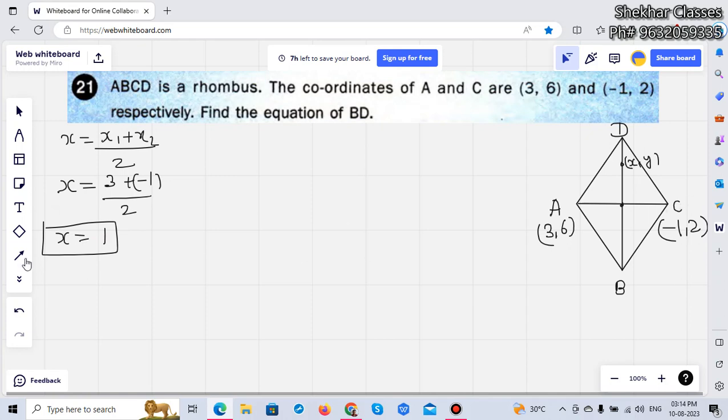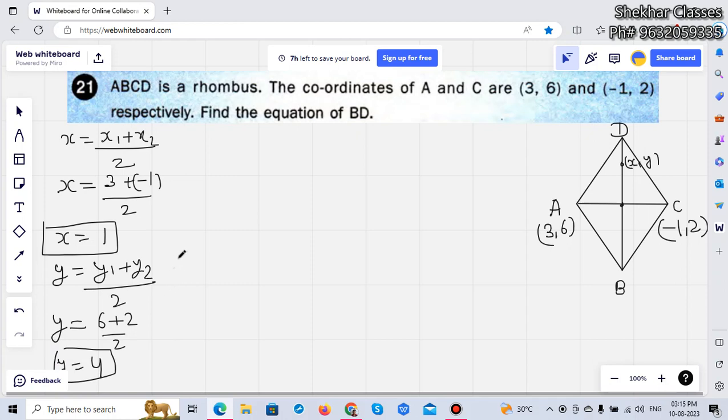Same way we will find y here. So we know that y is equal to (y1 plus y2) upon 2. What is y1? 6, plus 2, upon 2. 6 plus 2 is 8, 8 upon 2 is 4. So y is equal to 4, right? So we have got y also. Y is 4.